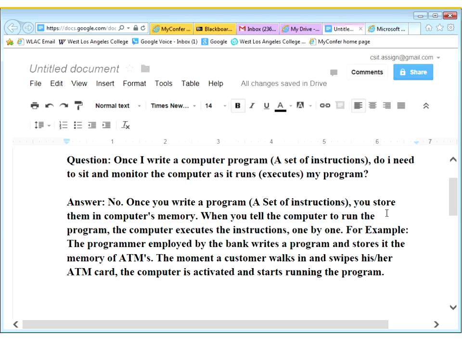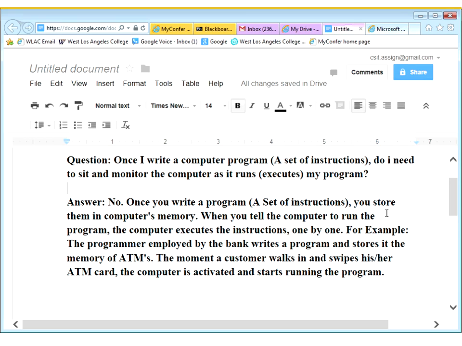Okay? So when you tell the computer to run the program, the computer executes the instructions one by one. For example, a programmer employed by the bank writes a program and stores it in the memory of the ATM. The moment a customer walks in and swipes his or her ATM card, the computer is activated and starts running the program. Usually the swiping of the card starts a program or a module within a larger program. And so that's the trigger point. Okay, and you're used to this.